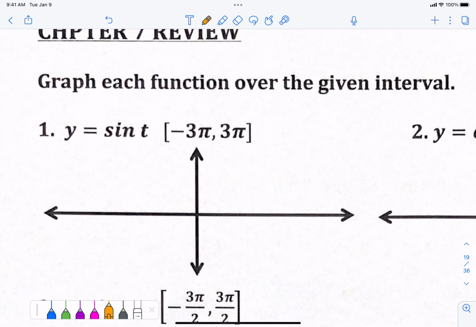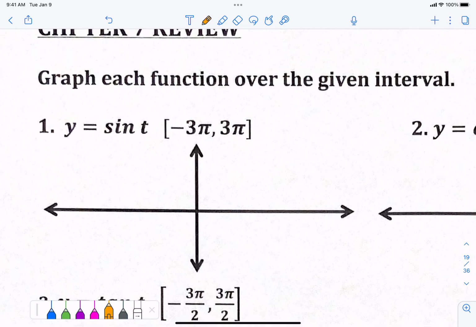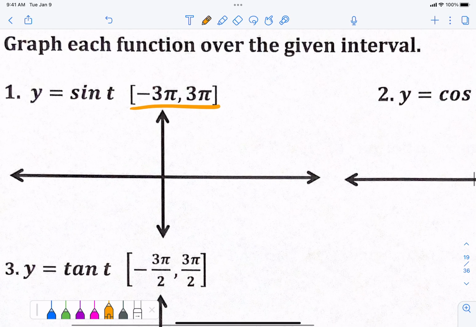All right, sine. Graph each function, and they're wanting us to graph it over the interval from -3 pi to 3 pi, okay? Normally, sine goes from 0 to 2 pi. So I'm going to put 2 pi here, but then we've got to go out to 3 pi. So I'm going to first graph them from 0 to 2 pi, because that's how I know how to do it. And then we're going to go out to 3 pi and continue on, all right?